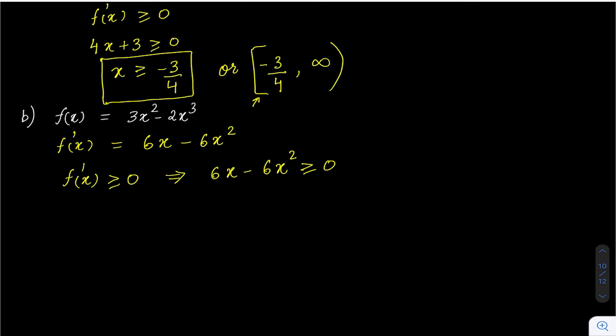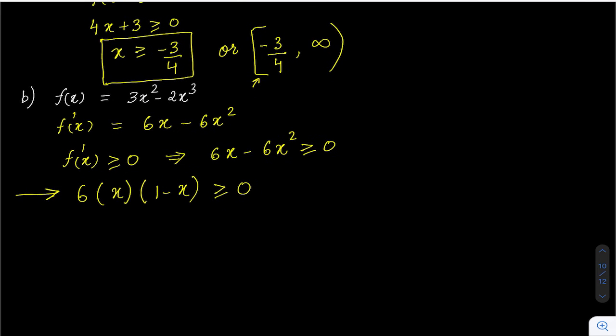So if I divide by 6, or you can take 6 common, whatever you like, same thing, and x is getting common, what is left now? 1 minus x. So x into 1 minus x is greater than equal to 0. So this is what I was talking about, that you will have inequalities a lot in these questions. Okay, so how do we solve this? So there are a couple of methods to solve this.